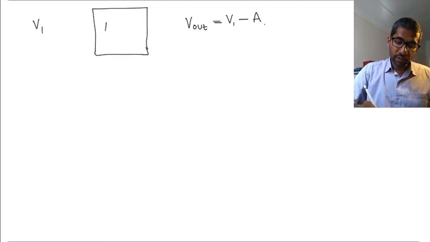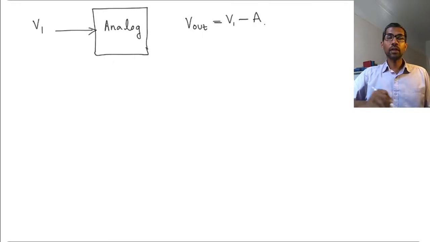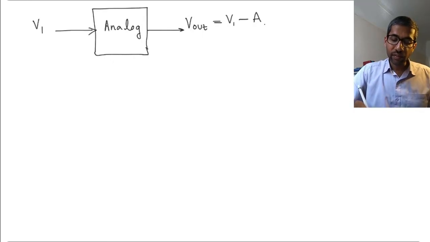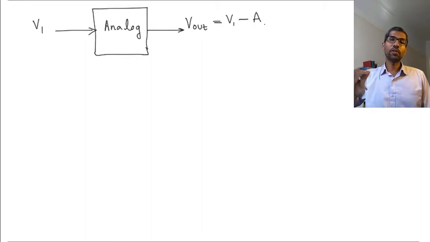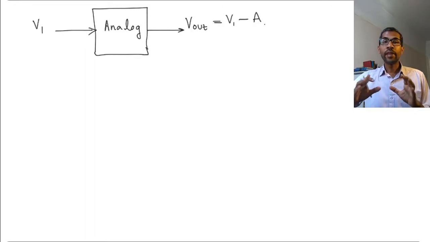And I know how to build an analog circuit that does this processing, right? So you take a V1 and the output is basically V1 minus A. And I'm sure you can build an analog circuit. And if you can't, I'm sure you can go back in your notes in Medical Instrumentation 1 and figure out how you can do that. Okay. Now, what we want to do is the same function using a digital system.